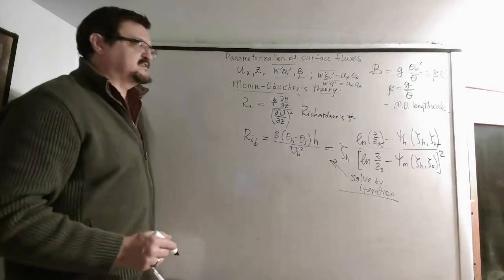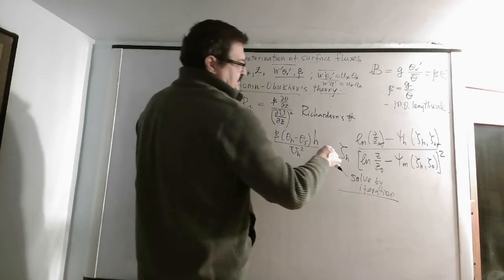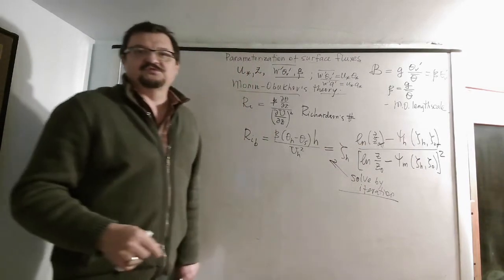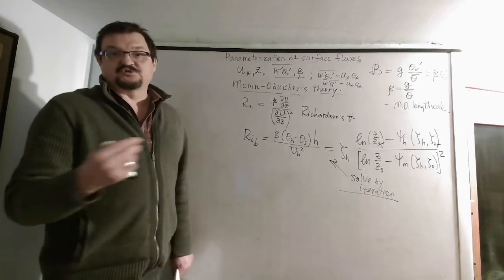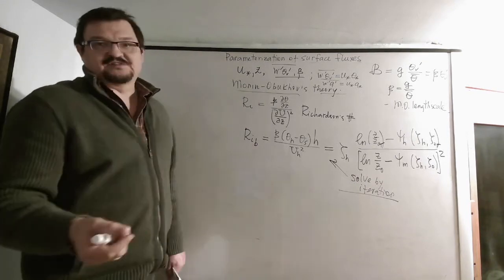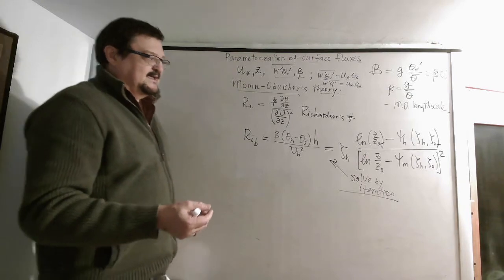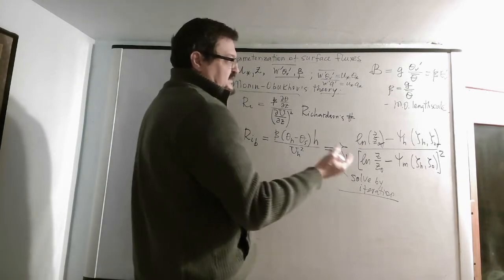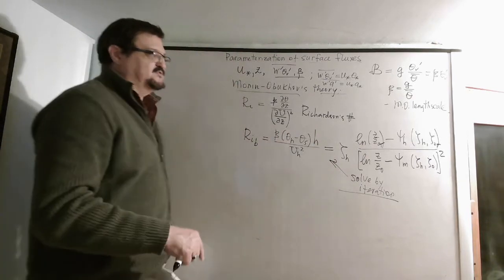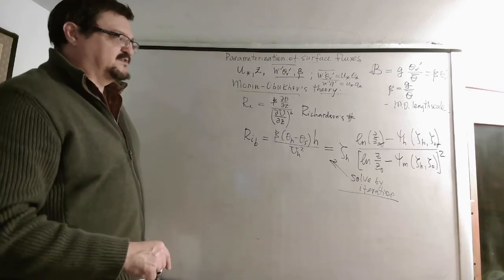Actually, the interesting thing is that for the stable case, you don't even need to iterate, because it produces a quadratic equation that you can just solve analytically. But for the unstable case, when heat flux is positive, unfortunately you need to iterate, because the equation cannot be solved analytically.